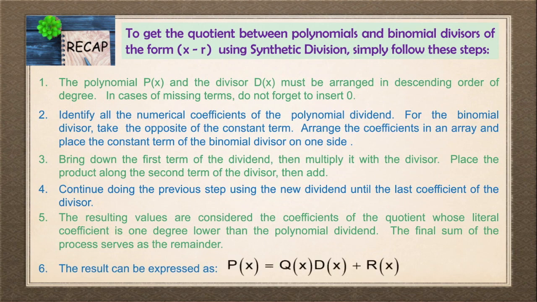And the result can be expressed in the division algorithm form, p of x equals q of x times d of x plus r of x, where p of x is the polynomial dividend, q of x is the quotient, d of x is the divisor, and r of x is the remainder.